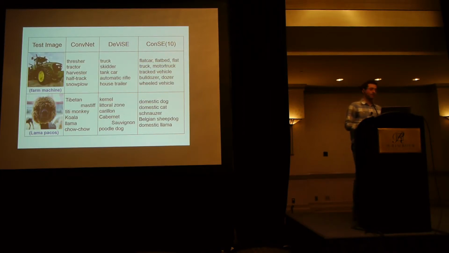For example, in the top case, it's a farm machine, but we sort of predicted things that make a lot of sense. For example, blue vehicle, truck, tracked vehicle, and so on, so it does a good job too. And at the bottom, you see a picture of a llama. And we predicted domestic llama, for example.